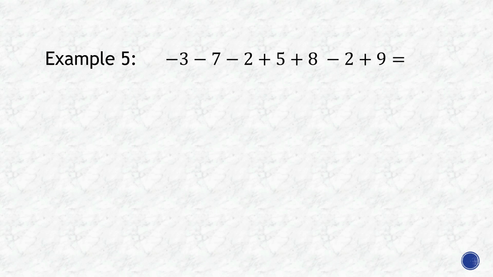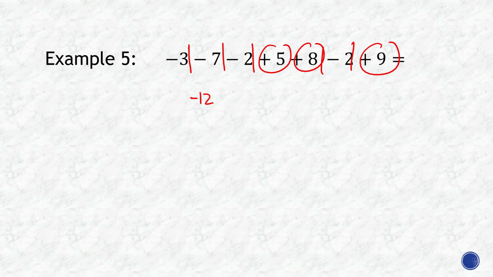Again, what I'm going to do is this. I will consider that 7 as negative. I will consider that 2 as negative. Again, this 2 is also negative. So we have 3 positives, 5, 8, and 9, and 4 negatives. Let's add the negatives first. 3, 7, 2, and 9. That'll be 12. So this is negative 12.